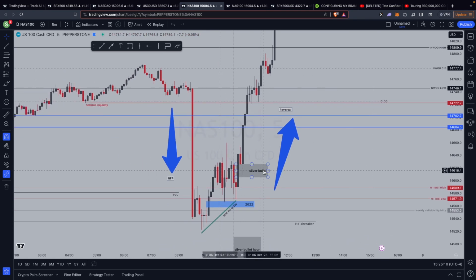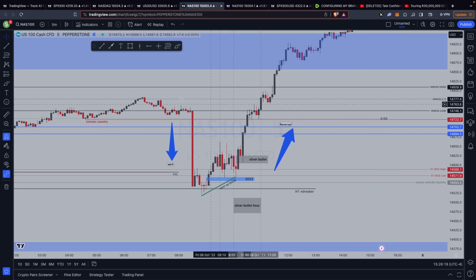You see this fair value gap. This is a silver bullet. This is the first fair value gap that was formed on the 5-minute time frame in this hour. So this is a silver bullet, right? And then you target low hanging fruit. You can target the highs here, the highs there.